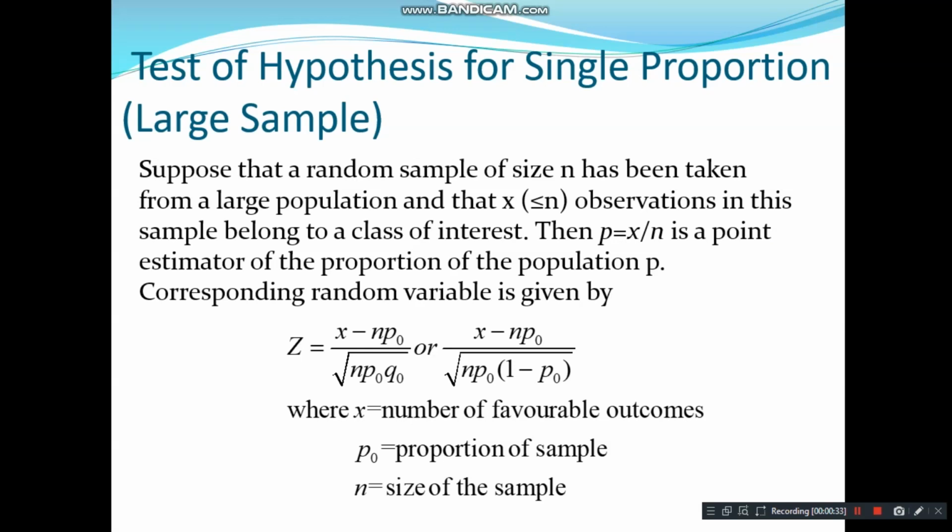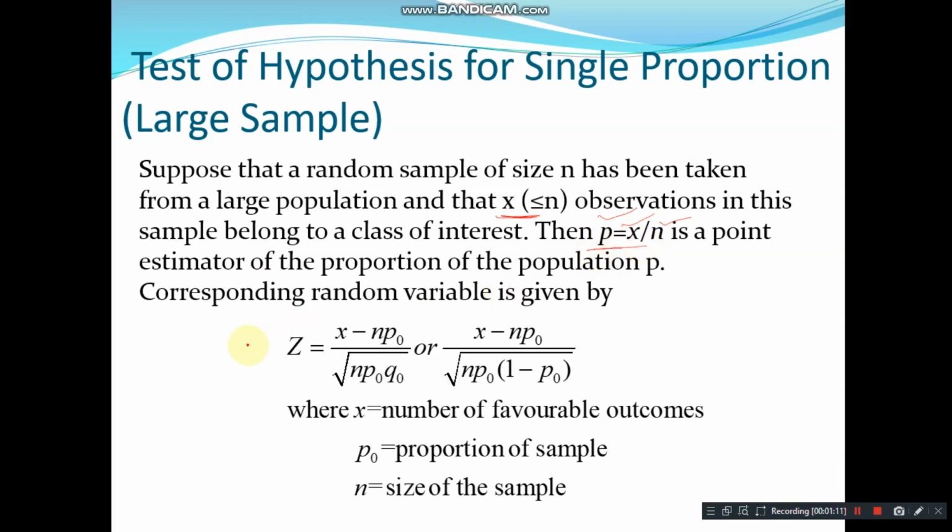It is nothing but if you do a certain random experiment for a particular population, you are taking a sample of size n and counting how many observations are favorable. Suppose x observations are favorable, then the probability is x favorable out of n total outcomes, x by n. This we can call a proportion, which is a point estimator of the proportion of the population. This is how we calculate the proportion.